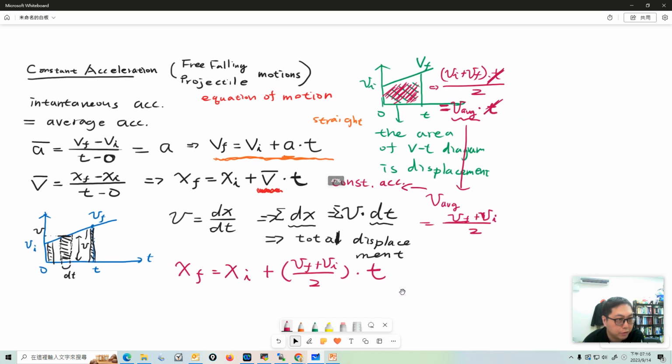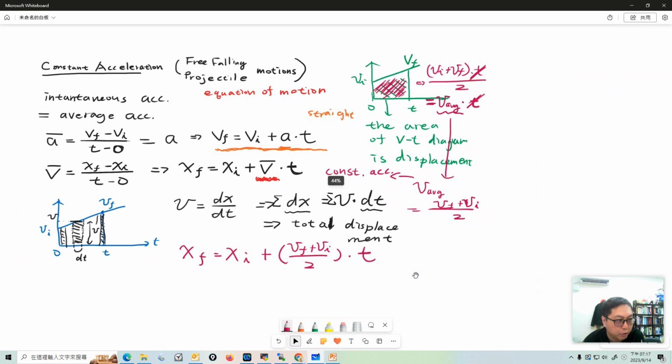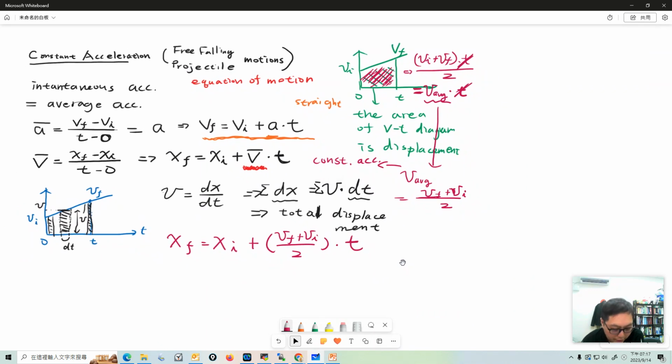So what are we going to do? Can you figure it out? We are really close. If you want to get the equation of motion, let me rewrite this to make it more readable.